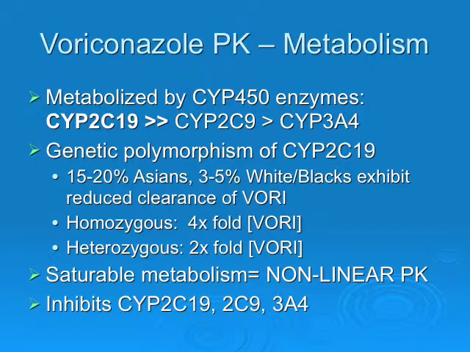We talked about how posaconazole has saturable absorption. Voriconazole, on the other side, has saturable metabolism. So therefore, you wind up with nonlinear pharmacokinetics. So you get more bang for your buck than just proportionate for increasing the dose. And we'll get a little bit more into that with dosing. Also, it's important to note that voriconazole inhibits 2C19, 2C9, and 3A4.